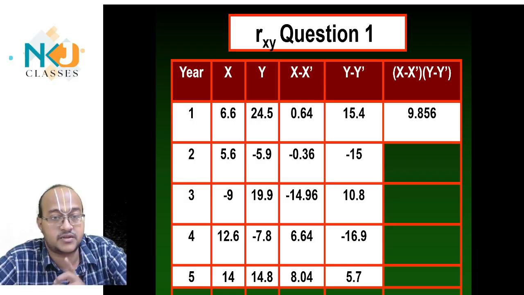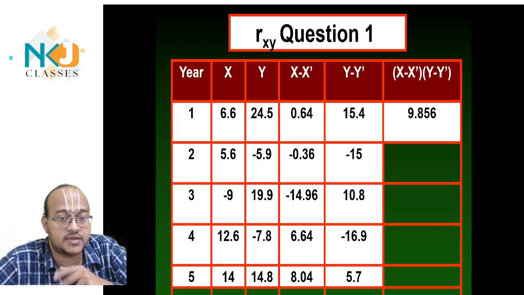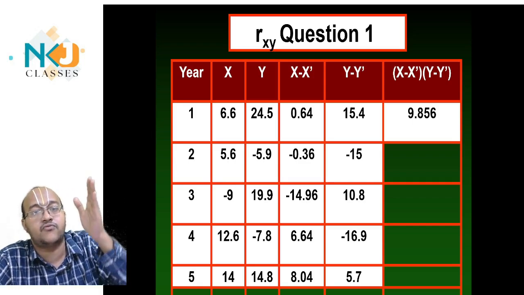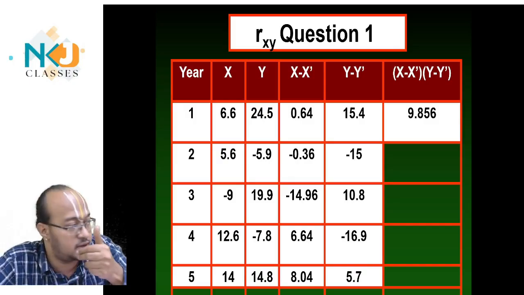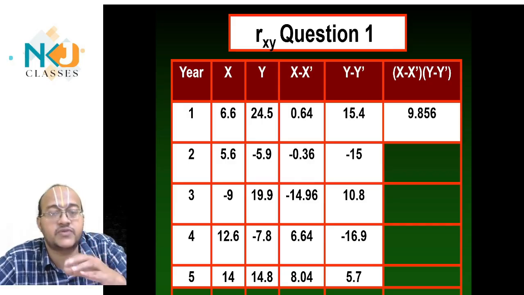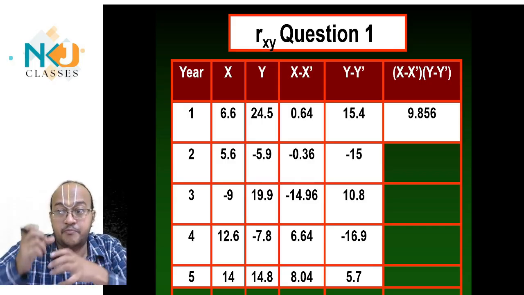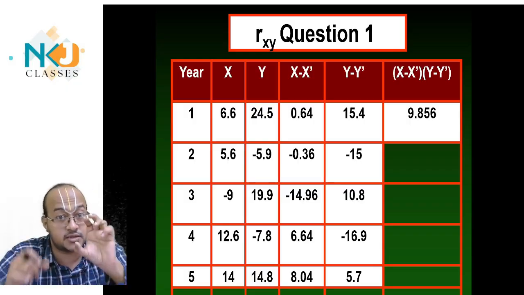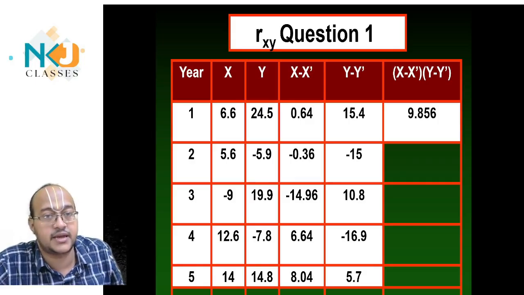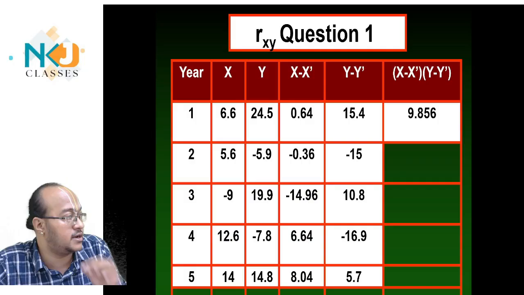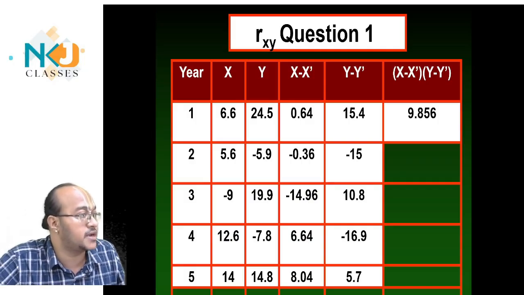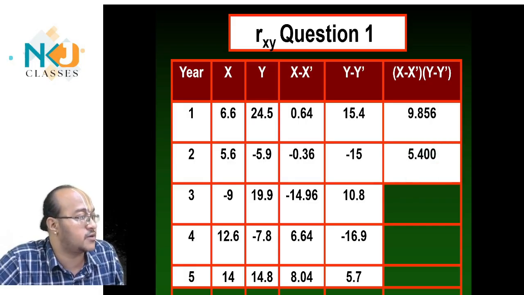9.856, sir. Minus 0.36 into minus 15.4. See here, sign is very important. There, sign was not important because we squared it and found the total. That will be irrelevant. Here the sign is important. Why? Because we are finding the co-moment. So negative correlation, positive correlation, this sign will affect the correlation. Are you understanding? So negative and positive signs are very important. Clear? Minus 0.36 into minus 15.4 is how much? Minus minus gets cancelled.